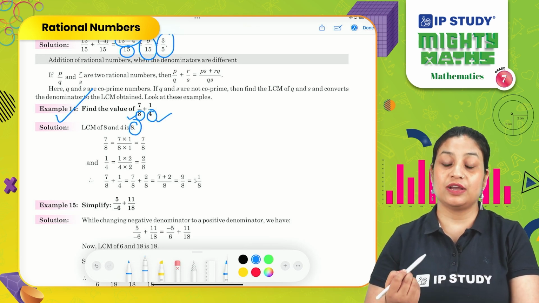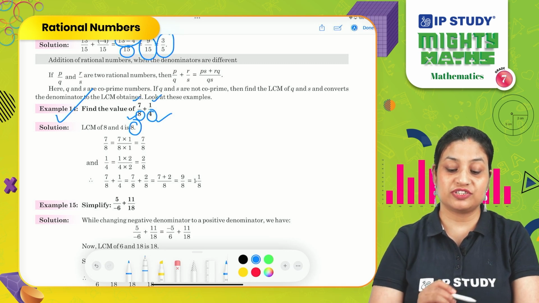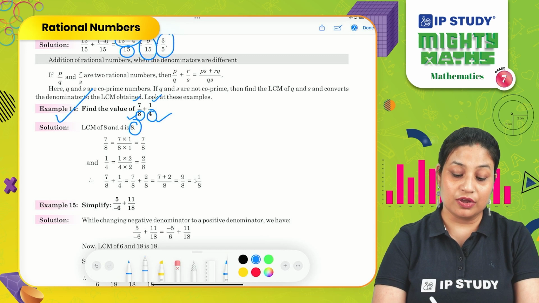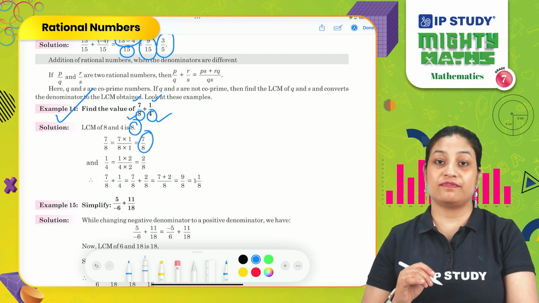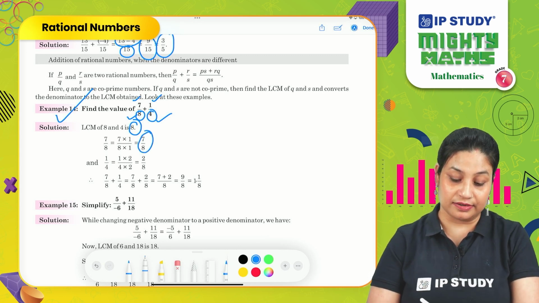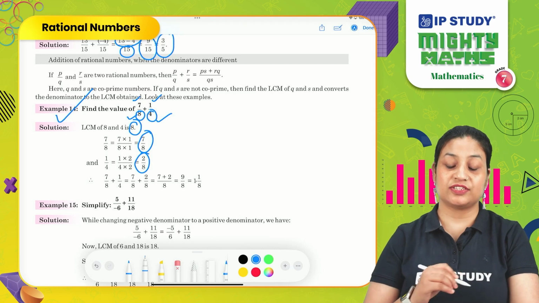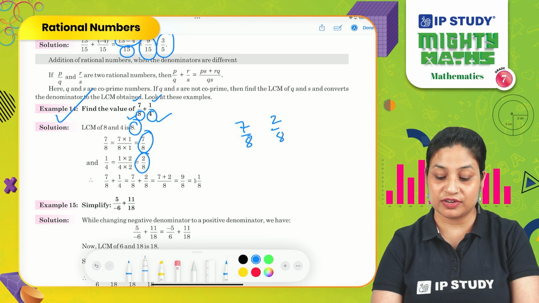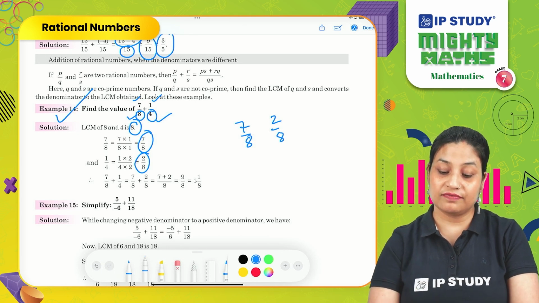Now find the equivalent of these two rational numbers having 8 as a denominator. When you do so, you will get 7 by 8 as your first rational number and 2 by 8 as your second rational number. Now dear student, we have two rational numbers that have common denominator. Again, it will be easy for us to add because now we have common denominator.